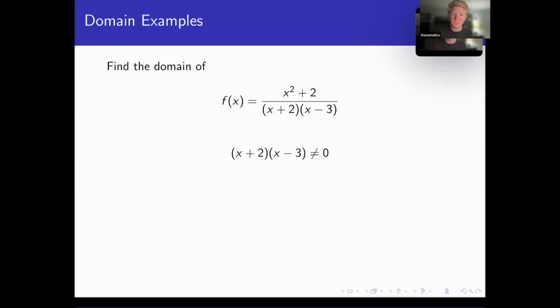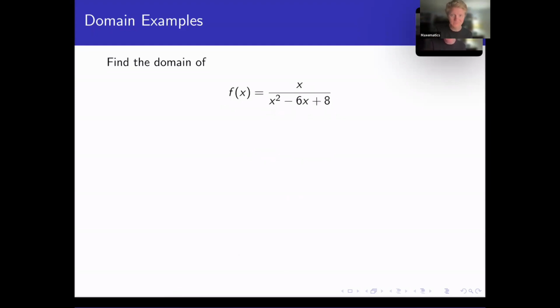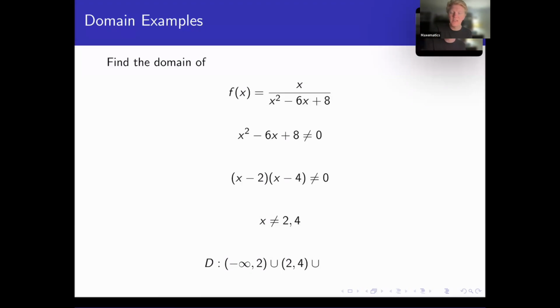All right, here we have two things. So x can't be negative 2 and it can't be 3. Set each one not equal to 0. So x can be everything to the left of negative 2, everything between negative 2 and 3, and everything to the right of 3. Okay, x squared minus 6x plus 8 can't be 0, right? Just keep taking the denominator not equal to 0. Factor, set each factor not equal to 0. X can be everything to the left of 2, everything between 2 and 4, everything from 4 to infinity.